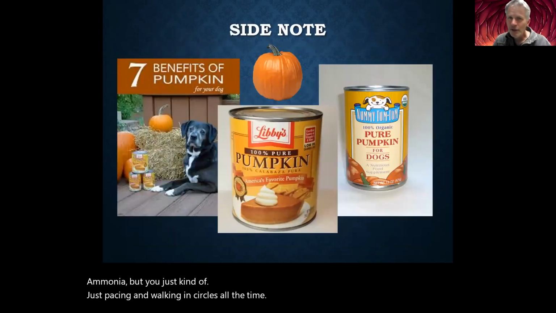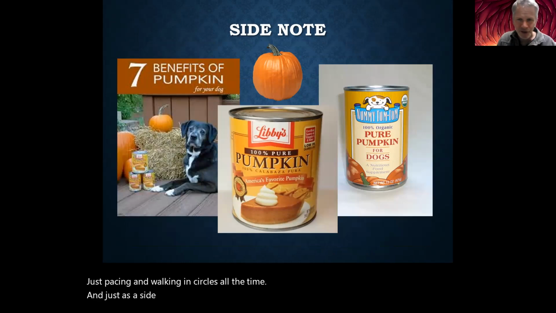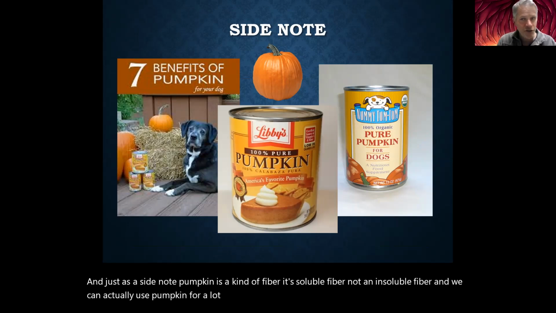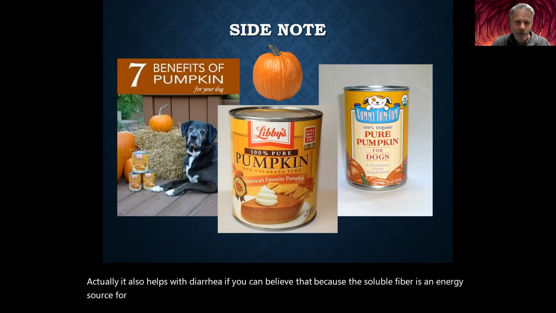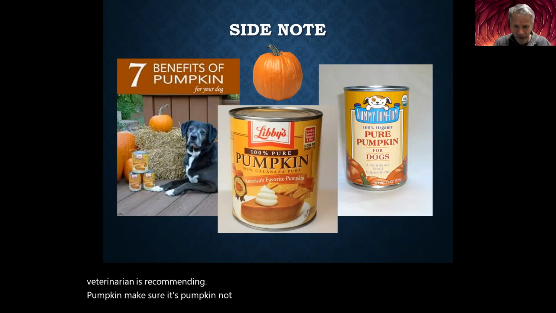And just as a side note, pumpkin is a kind of fiber. It's a soluble fiber, not an insoluble fiber. And we can actually use pumpkin for a lot of different things. We can use it for constipation. It also helps with diarrhea, if you can believe that, because the soluble fiber is an energy source for the cells of the mucosa. So just make sure that clients, if the veterinarian is recommending pumpkin, make sure it's pumpkin, not pumpkin pie filling.